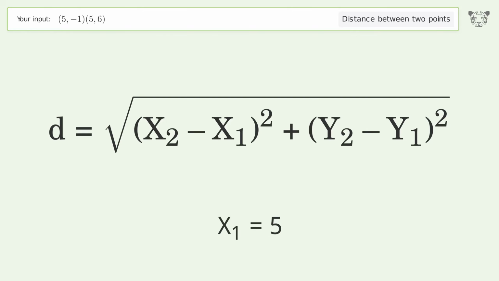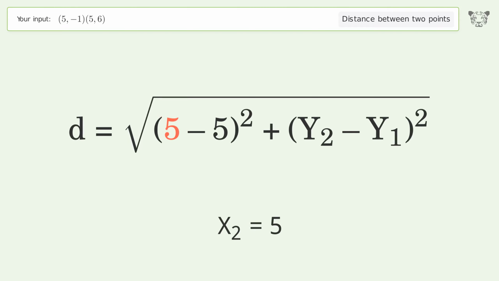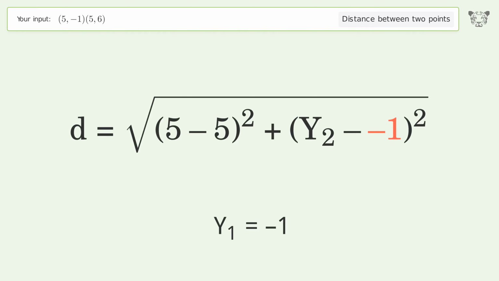x1 equals 5. x2 equals 5. y1 equals -1. y2 equals 6.